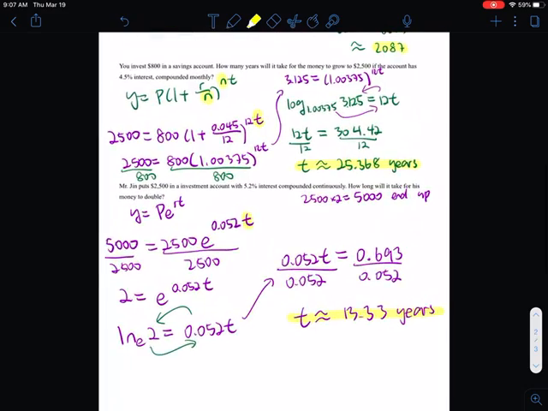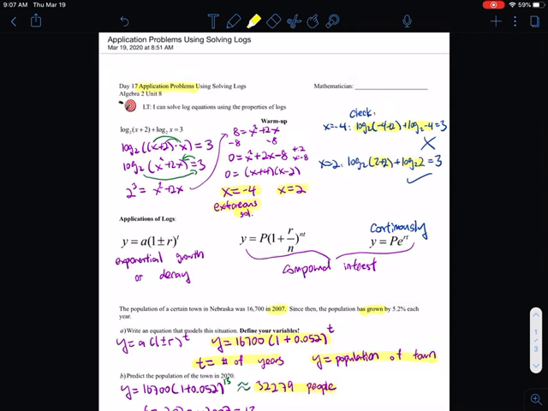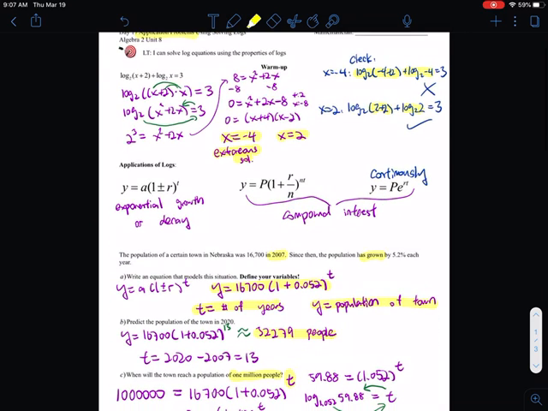And we are done. Okay, so that's pretty much it in terms of solving log equations with applications.